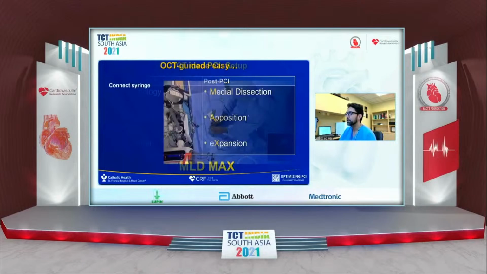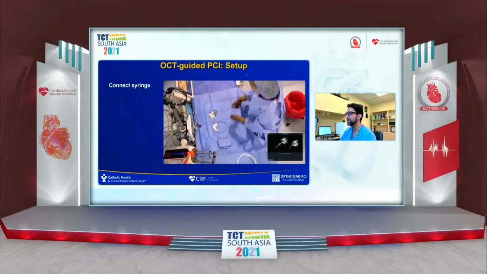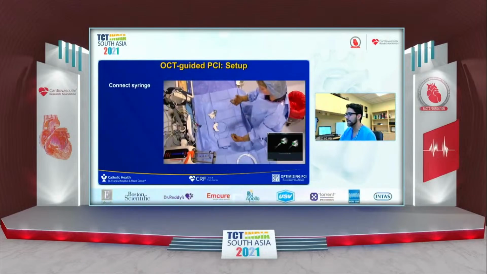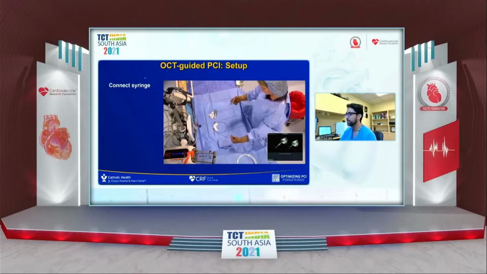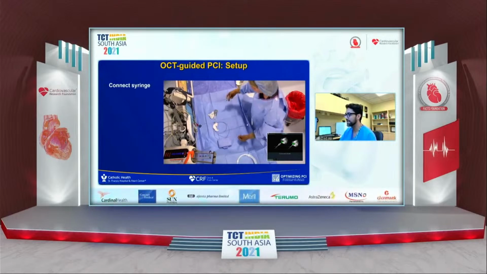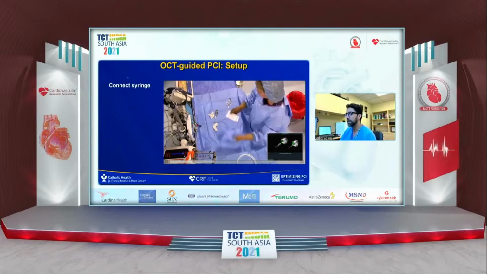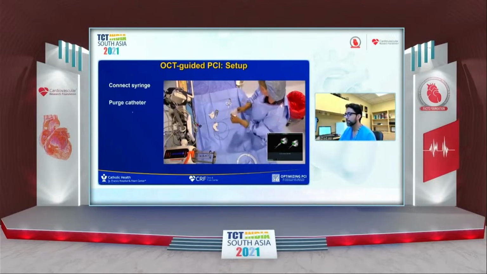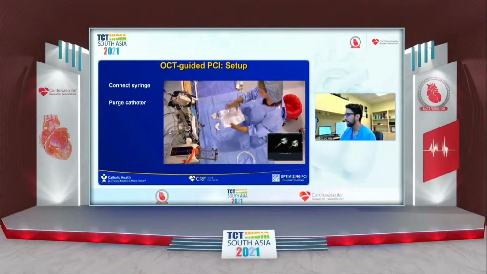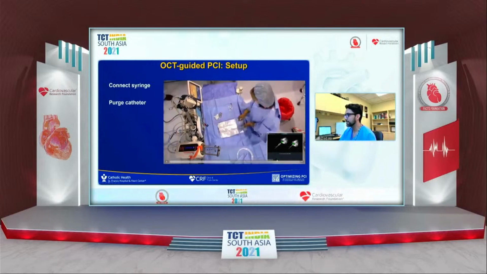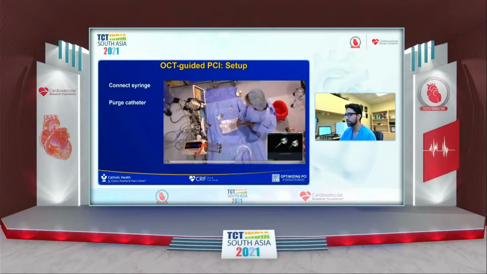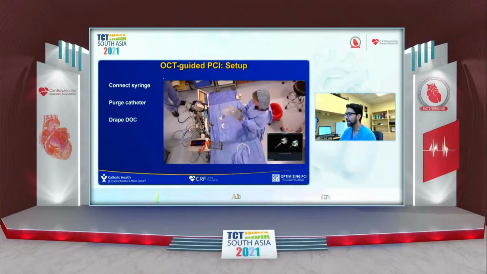So for OCT-guided PCI specifically, I do want to spend just a couple seconds on how we set things up. You connect the syringe and flush the catheter with whatever medium you're going to be flushing the artery with. So if you're doing a saline-guided OCT, this should be saline. If it's contrast, it should be contrast. You purge the catheter with that material, simply following the steps here on the bottom right-hand corner of the screen. After that, you're going to go ahead and drape the dock.